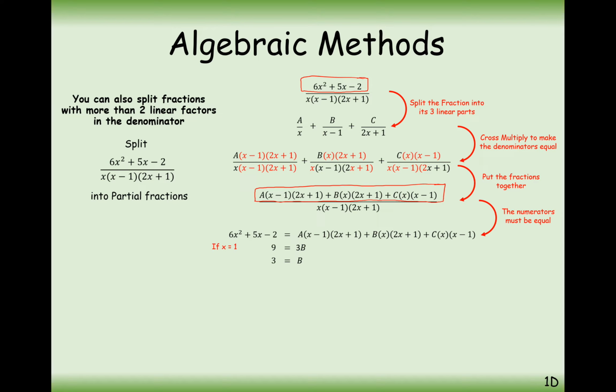Now what other sneaky values of x can I put in? Well, what about x equals 0? Because in this case it will make this term here and this term here both equal 0. So if you've ever just got an x on its own without a plus or a minus something, it's 0, that's your sneaky value of x to use.